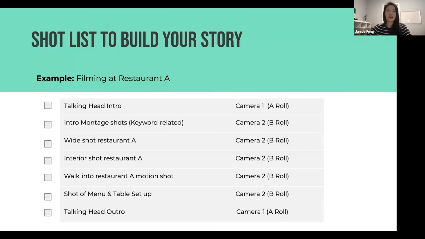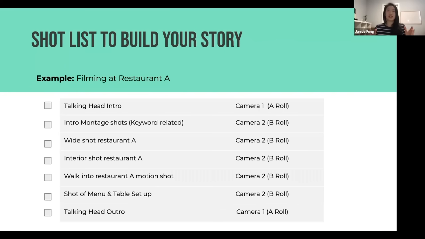So this is just a very quick example of the list of shots that I typically have on my phone, and I just sort of tick it off as I go. Typically it's organized by location, which is my video structure. And then each part has either A-roll or B-roll. So for example, in all my videos, I always have a talking head intro where I talk about the restaurant I'm about to visit, and then I talk about the premise of my video as well.